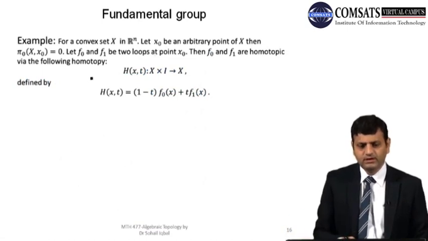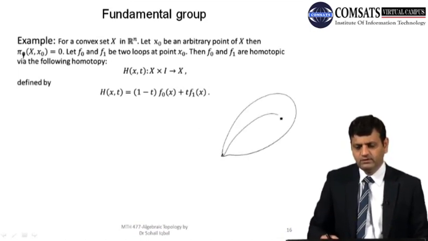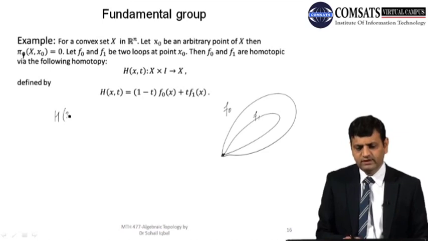So let's consider an example for a convex set x in Rn. Let x0 be an arbitrary point of x. Then pi 1 of x0 is equal to 0. Why is it 0? Let f0 and f1 be two loops at point x0. Then f0 and f1 are homotopic by the following homotopy. When we take t equal to 0, we get f0 of x, and when we take t equal to 1 we get f1 of x.